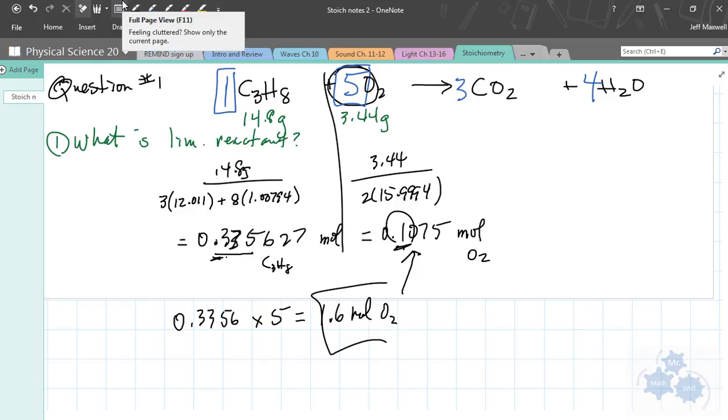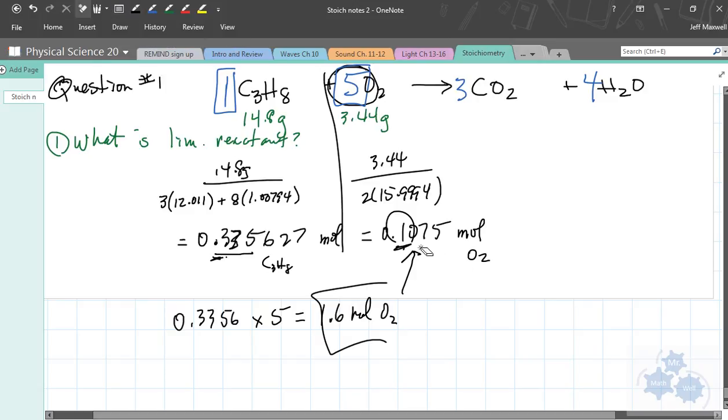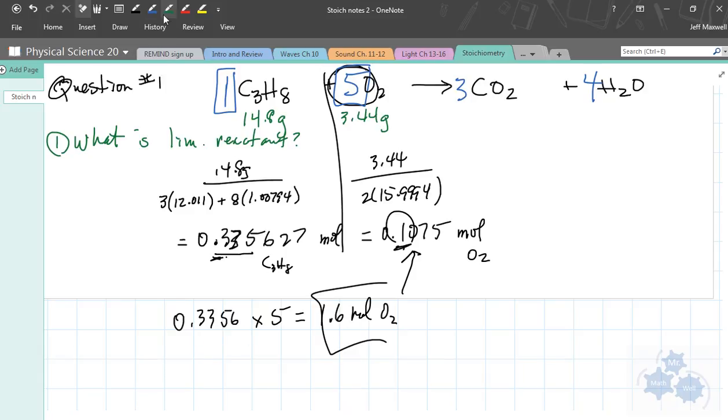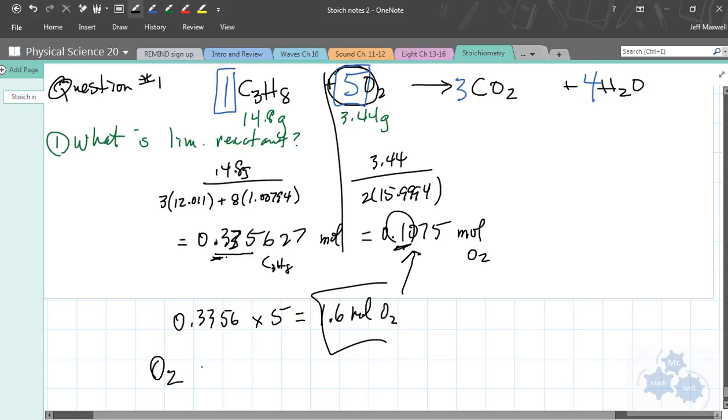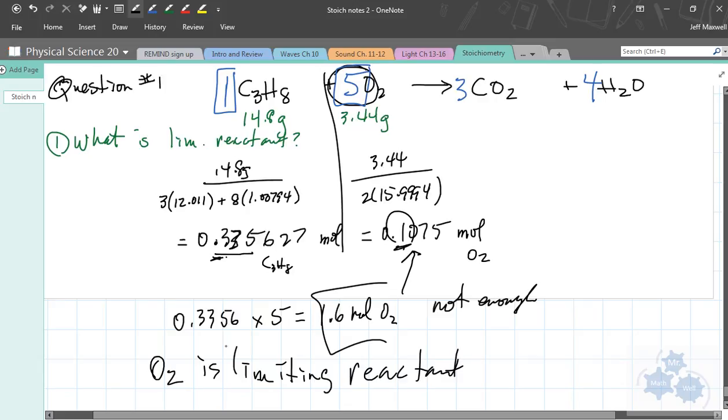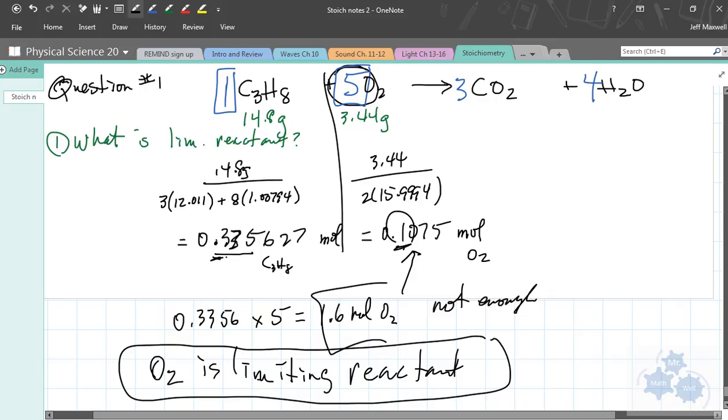All right. So which one's the limiting reactant? Well, O2 is the limiting reactant because I do not have enough of what I need to fully react with the propane. Okay, and right now you can just say O2 is the limiting reactant, and this is the work that you showed. So you could say, not enough, right? Okay, makes sense?